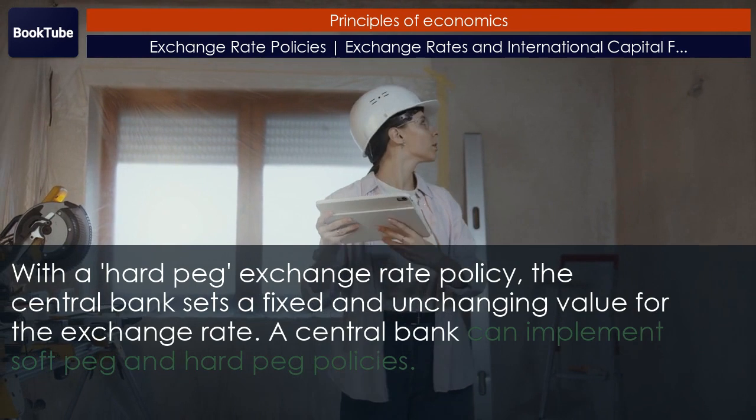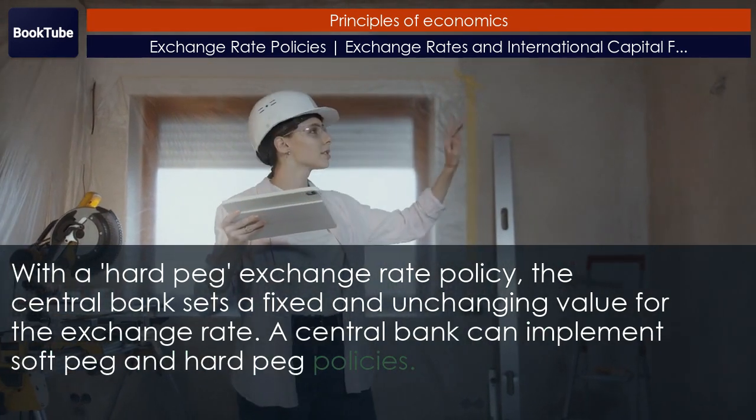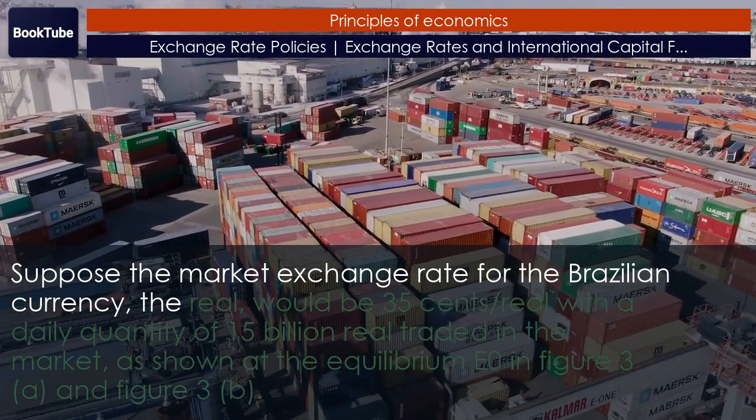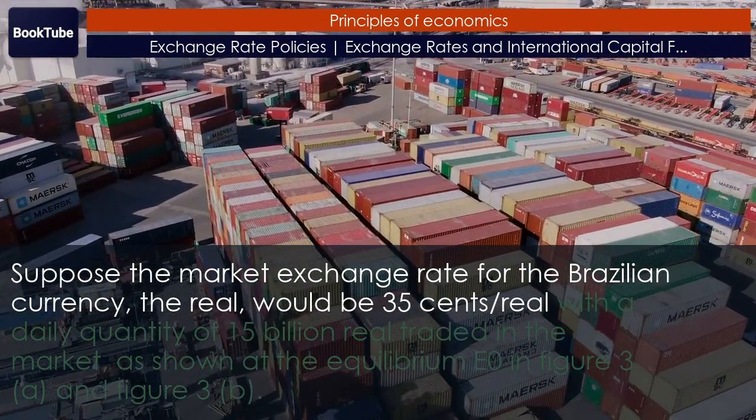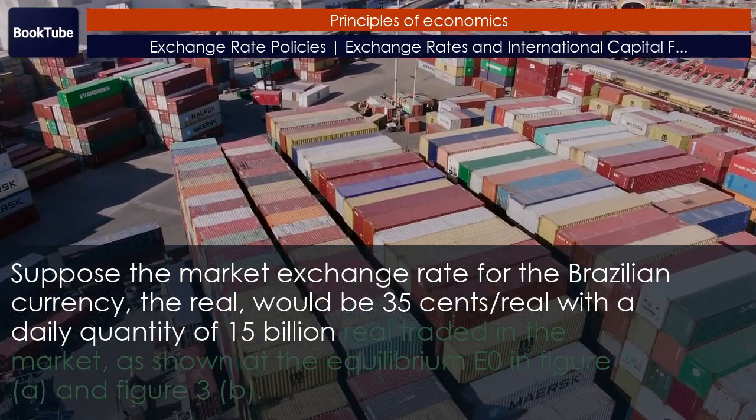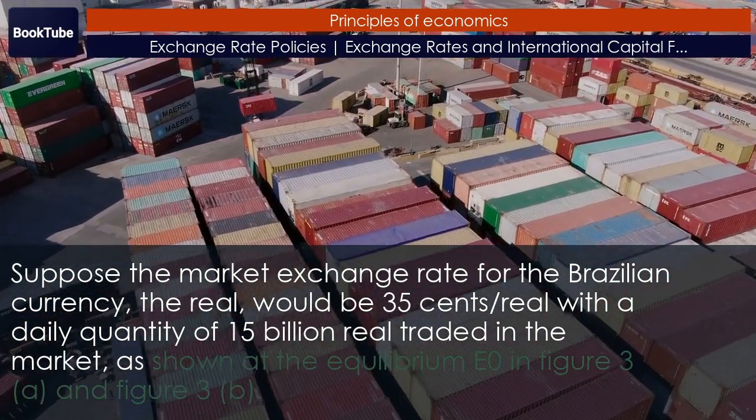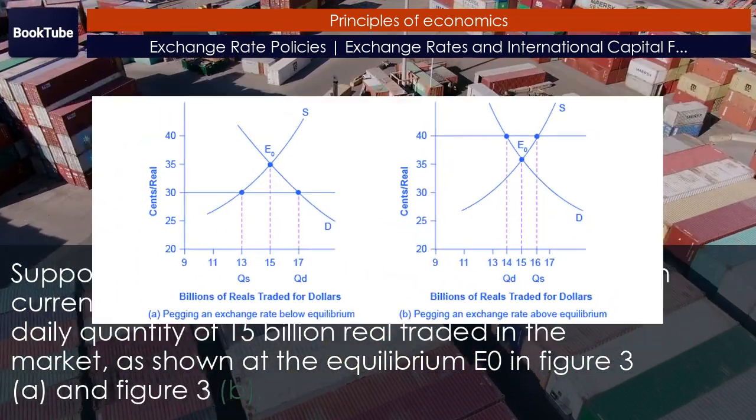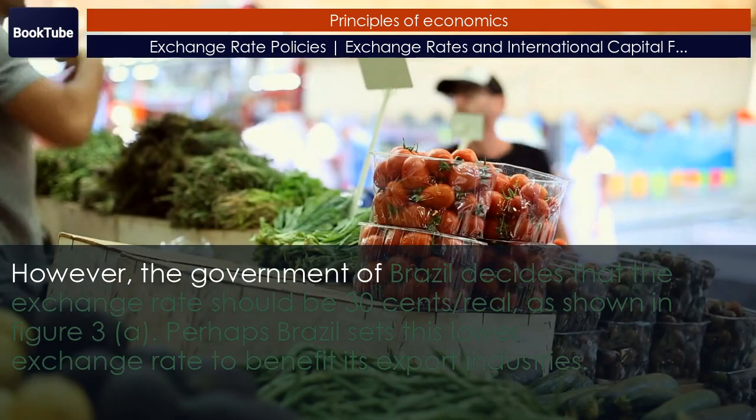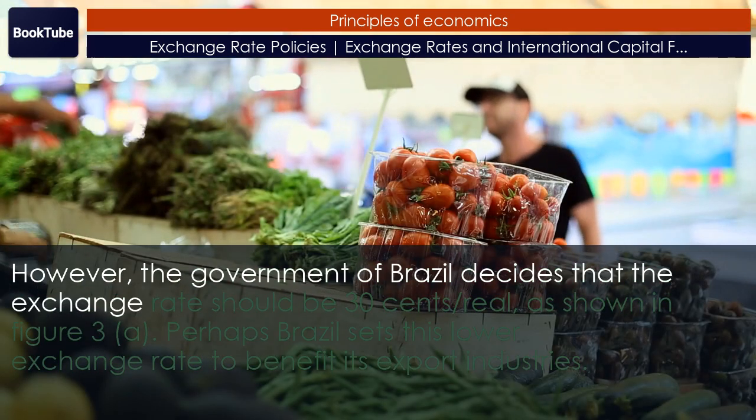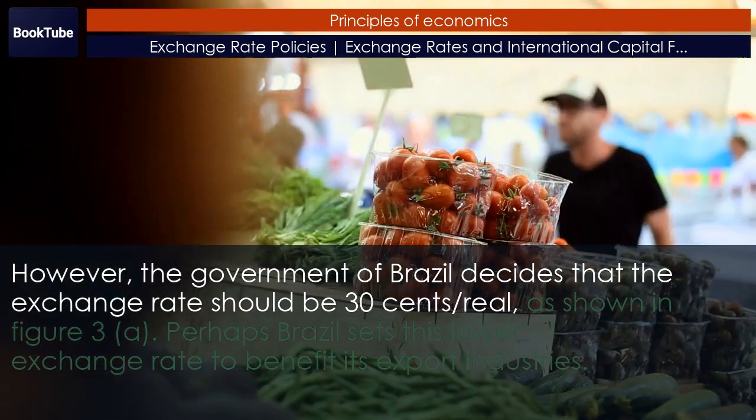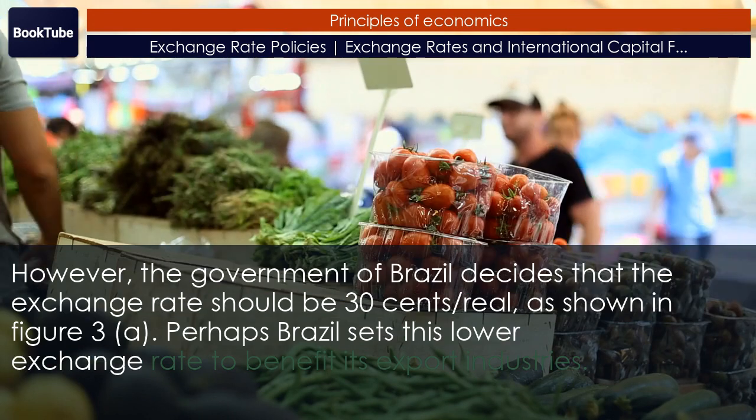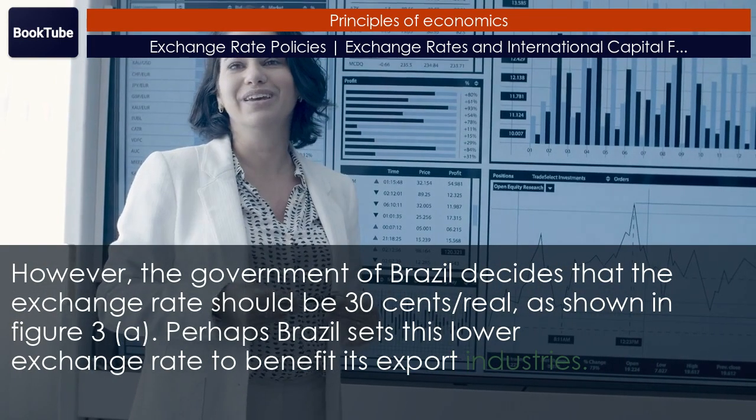A central bank can implement soft peg and hard peg policies. Suppose the market exchange rate for the Brazilian currency, the real, would be 35 cents per real with a daily quantity of 15 billion real traded in the market, as shown at the equilibrium E0 in Figure 3a and Figure 3b. However, the government of Brazil decides that the exchange rate should be 30 cents per real, as shown in Figure 3a. Perhaps Brazil sets this lower exchange rate to benefit its export industries.